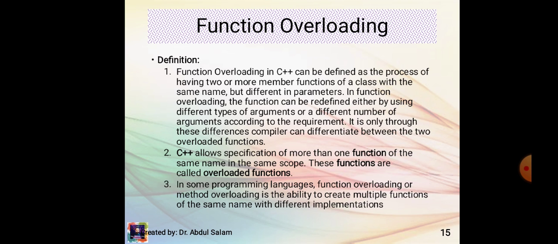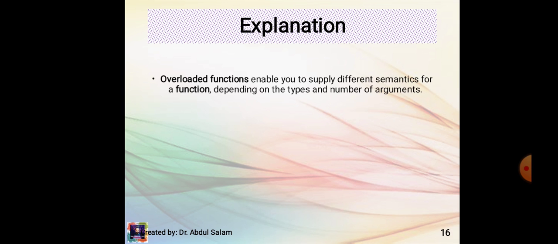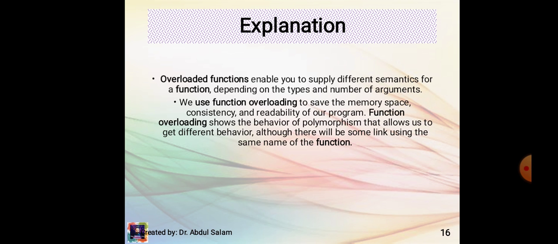C++ allows specification of more than one function of the same name in the same scope. These functions are called overloaded functions. In some programming languages, function overloading or method overloading is the ability to create multiple functions of the same name with different implementations. Overloaded functions enable you to supply different semantics for a function depending on the types and number of arguments.